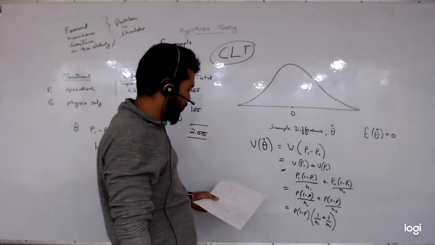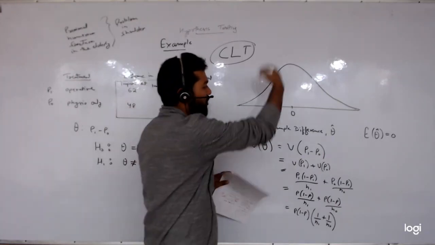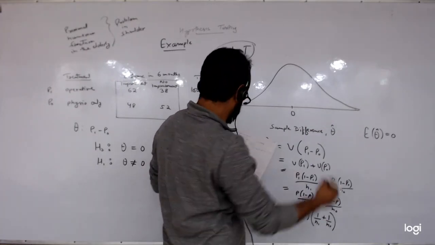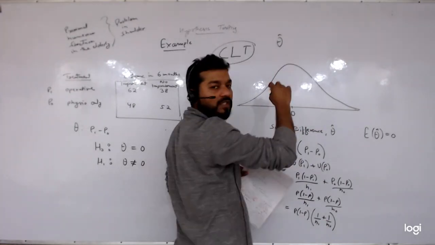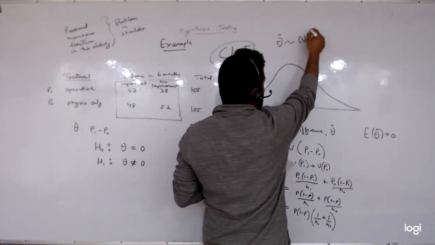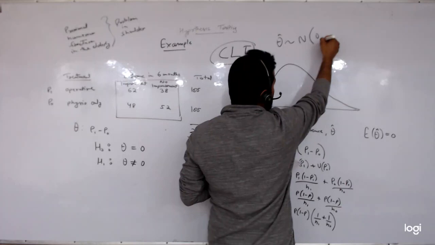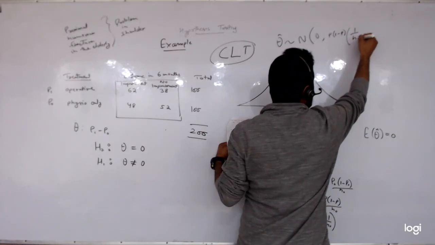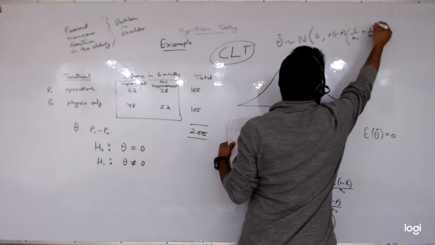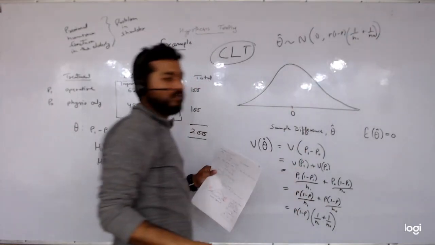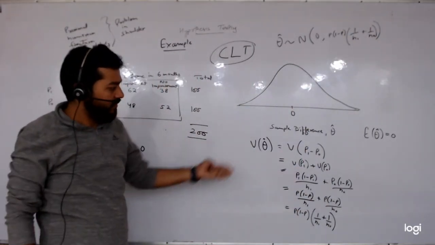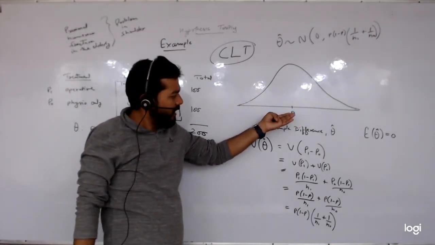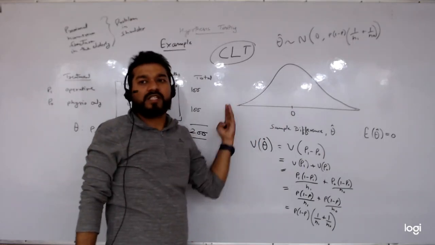Okay. Now, if we are drawing this normal, normal has two parameters, and we now have both of them. So we'll say that the distribution of this statistic follows normal distribution with parameters 0 and P into 1 minus P into 1 by N1 plus 1 by N0. Okay. Now if we have these two, we can draw a normal distribution. We know where it's centered and we know how it's going to be spread out.